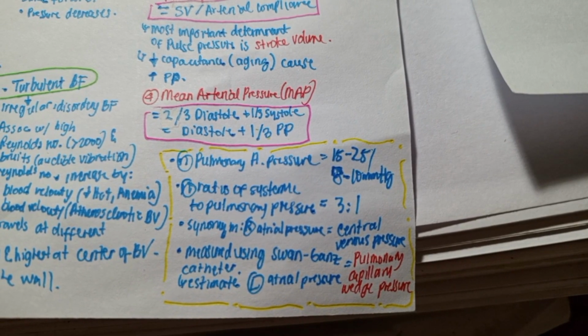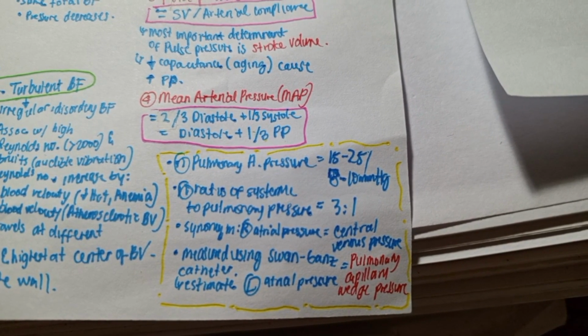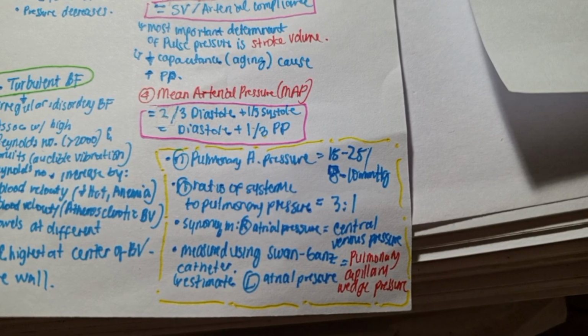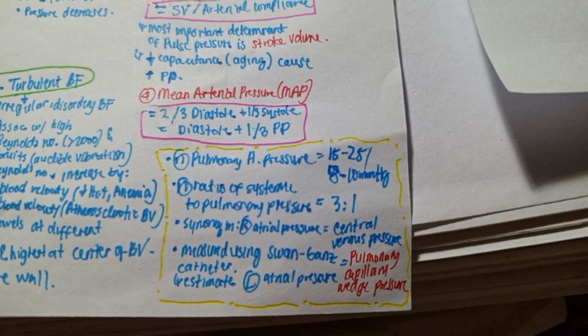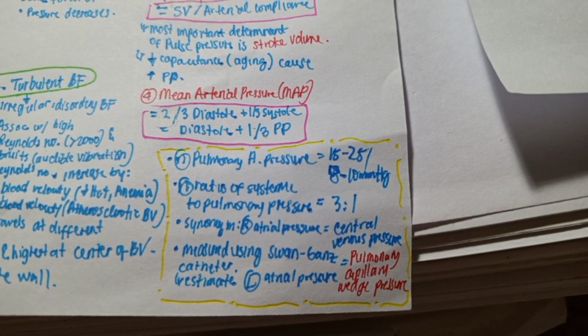And what is measured using a Swan-Ganz catheter? It is to estimate the left atrial pressure. It's the pulmonary capillary wedge pressure. That's the one that is measured by the Swan-Ganz catheter. The pulmonary capillary wedge pressure, also known as the left atrial pressure.